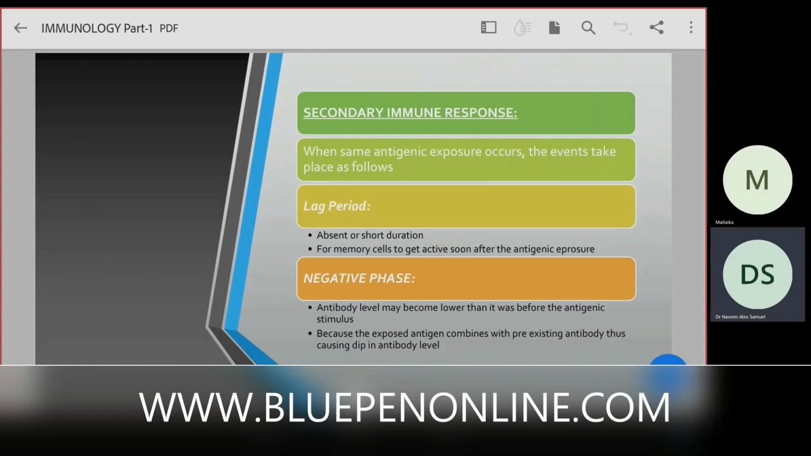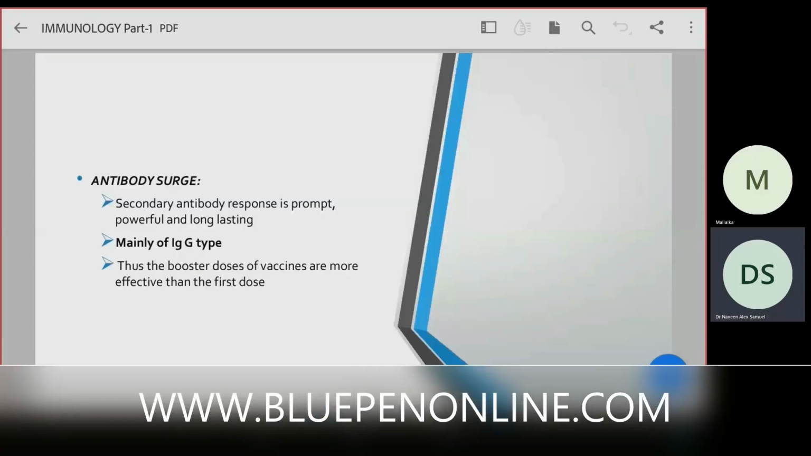The secondary response is a chronic type of response, so it is mainly IgG type. So IgG is mainly seen. Just the booster dose: this is where the secondary immune response is applicable. Booster doses of vaccines are more effective than the first dose. An example is the COVID vaccine.